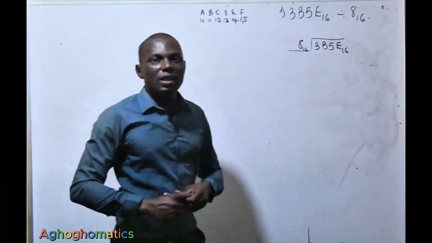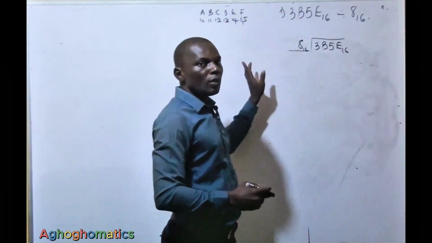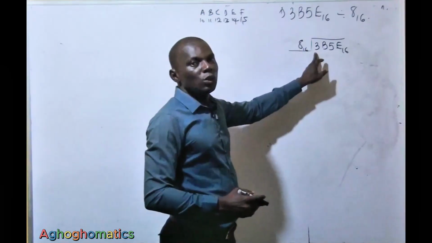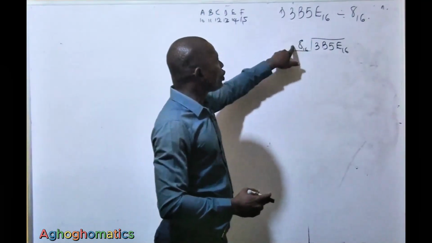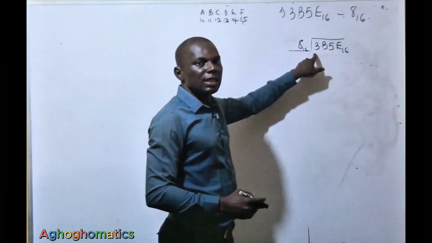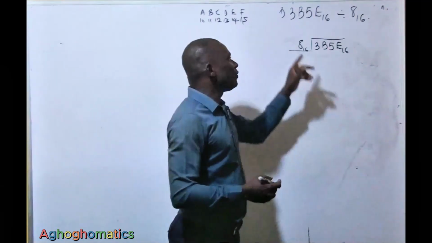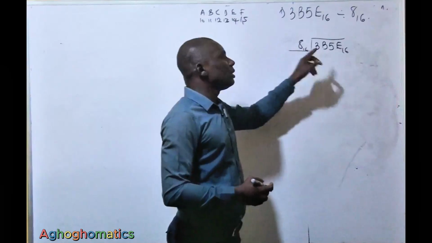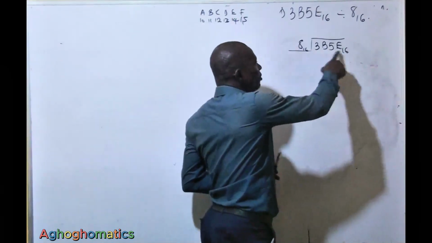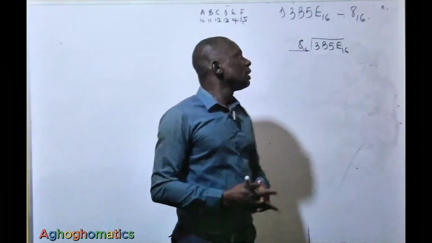Usually, in division, you start from the far left, the last digit to the left. You look at the divisor. If this number can be contained in the digit to the left, you continue your operation. Otherwise, if it cannot be contained in 3, the first thing to do is to multiply this 3 by the base, like we did in ternary.